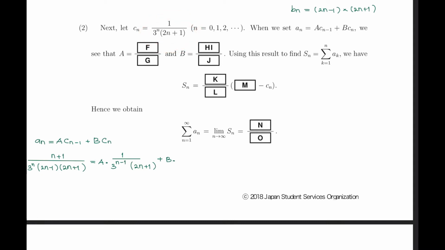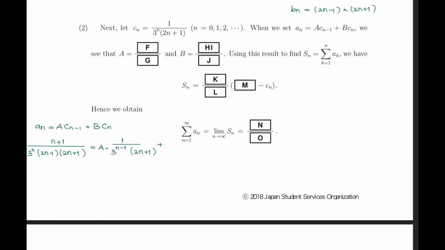Oops, I think I've made a mistake. Sorry, wait a minute. 2 times n minus 1 plus 1 is 2n minus 1, yeah? Not 2n plus 1. So this is 2n minus 1. My bad.